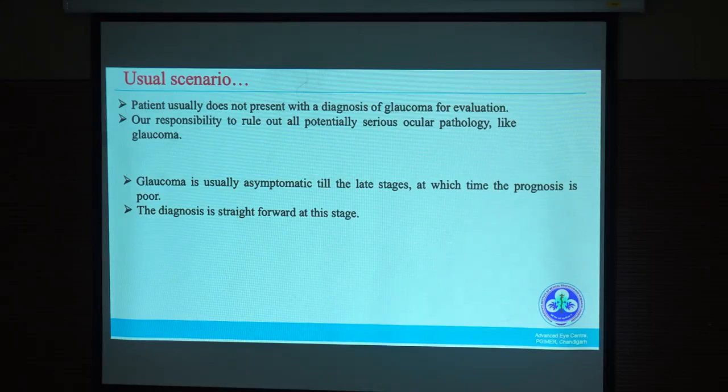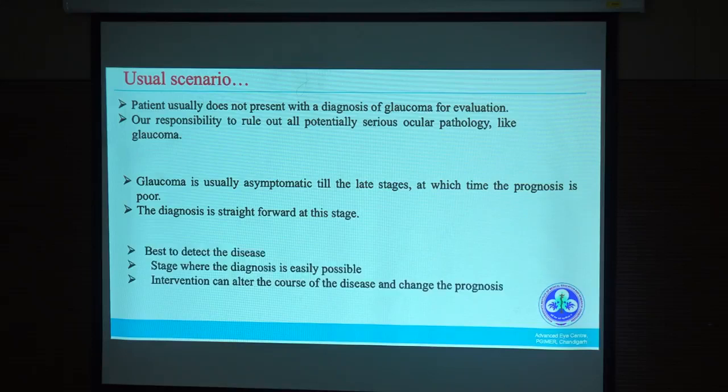Once the asymptomatic disease becomes symptomatic, it is already at an end stage and the prognosis is also poor. At an advanced stage the diagnosis is straightforward. So it is best to detect the disease at a stage where diagnosis is possible and intervention can alter the course of the disease and change the progression. That means early detection is crucial for glaucoma management.